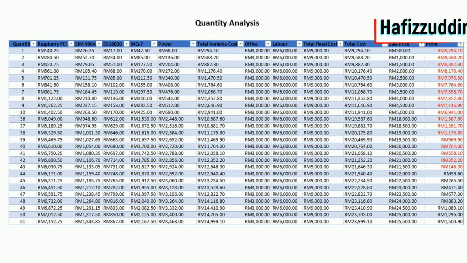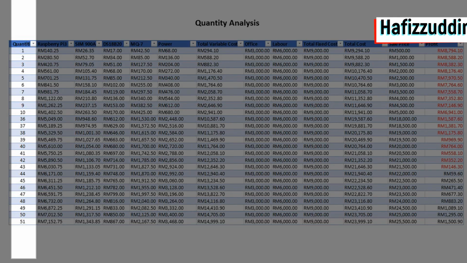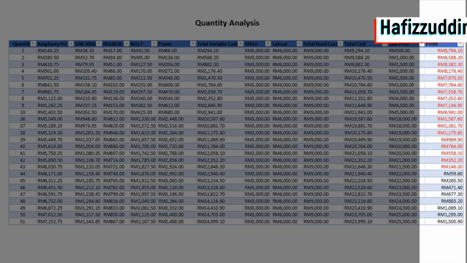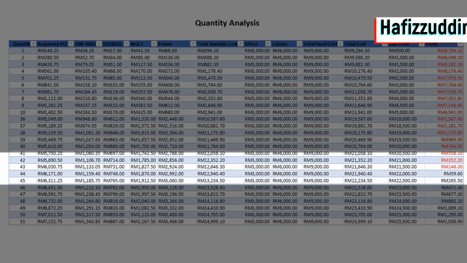What we have on screen right now is the quantity analysis for the manufacture of the product. I would like to bring your attention to 2 key points in this table, which are the quantity and also the profit. Using the information from this table, we can find the break-even point where we start making profit. We see that the break-even point is at 44, where we start making a profit of 59 ringgit.